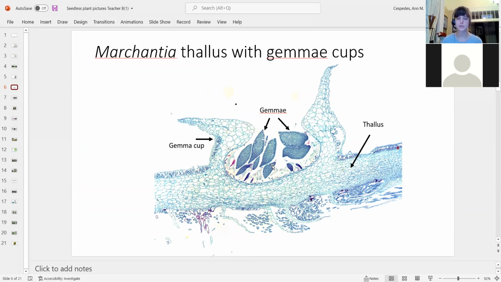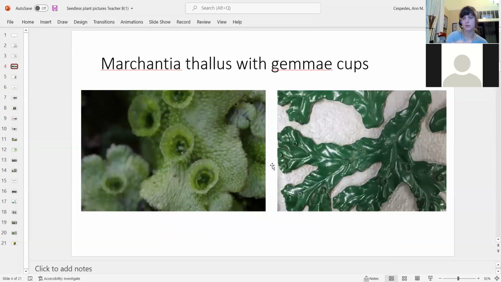Okay, so asexual reproduction, yeah, that's fine. They can do that, and this is the structure that helps them do that. So just relate the pictures together. The gemma cup, this is from the side. This is a slice under the microscope. This is a whole 3D one from above.